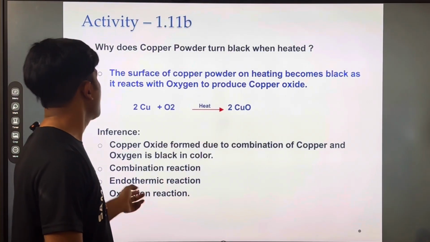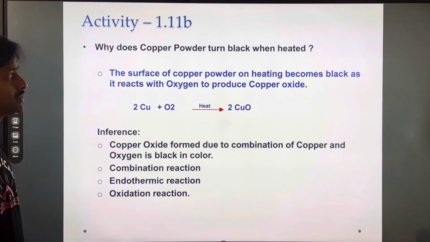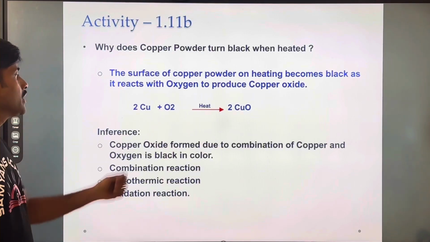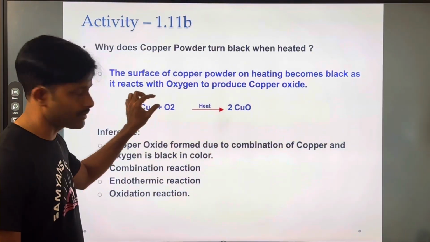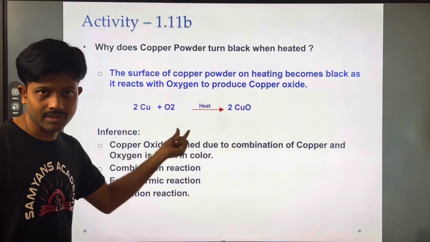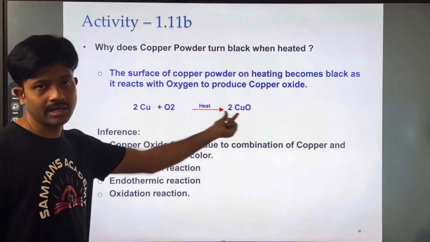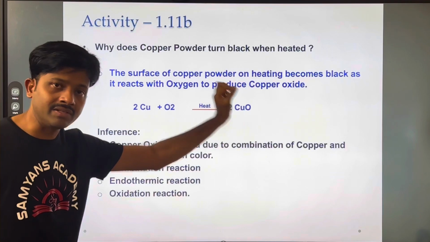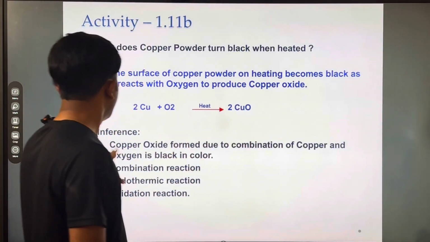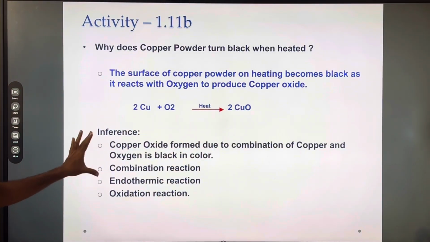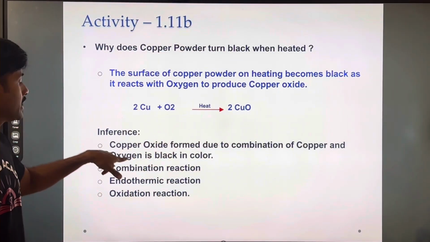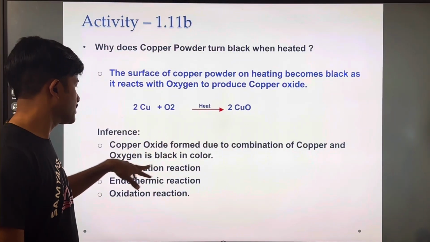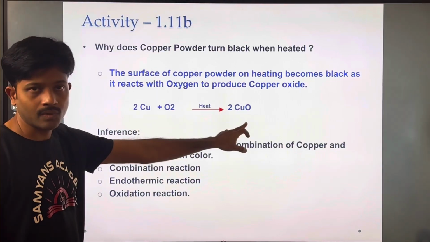Next one is, why does copper powder turn black when heated? When you take copper granules and heat them, the copper reacts with the atmospheric oxygen in the presence of heat and converts into copper oxide, which is black in color. What observations can we write here? Copper oxide is formed due to the combination of copper and oxygen. What is the color of CuO? It is black in color.